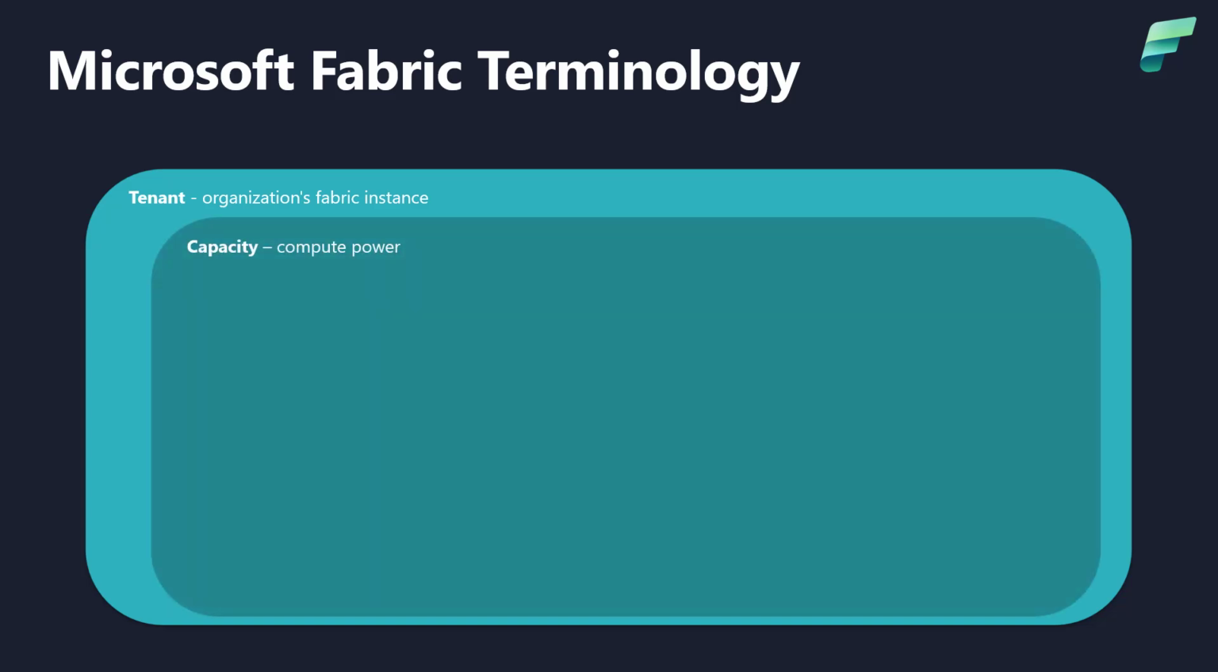Capacity is a dedicated set of resources that is available at a given time to be used. A tenant can have one or more capacities associated with it. Capacity defines the ability of a resource to perform an activity or to produce the output. Different items consume different capacity at certain points in time.